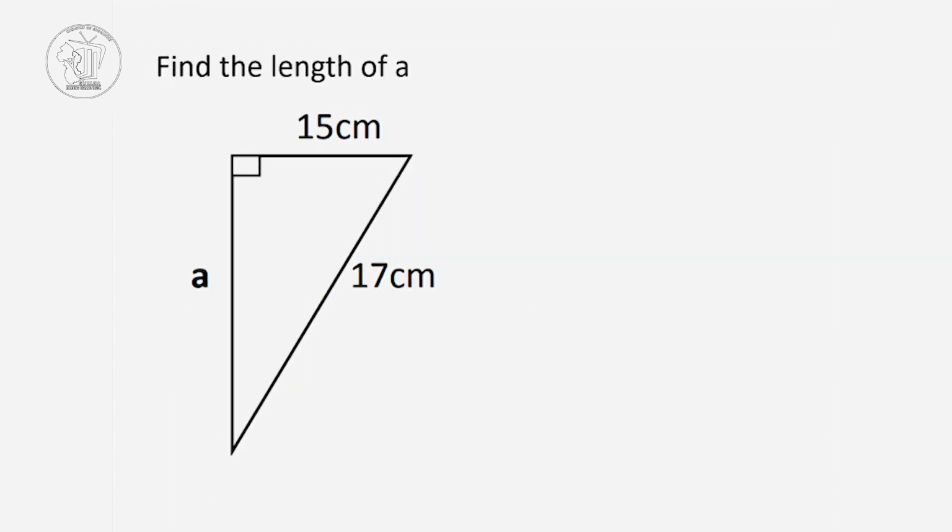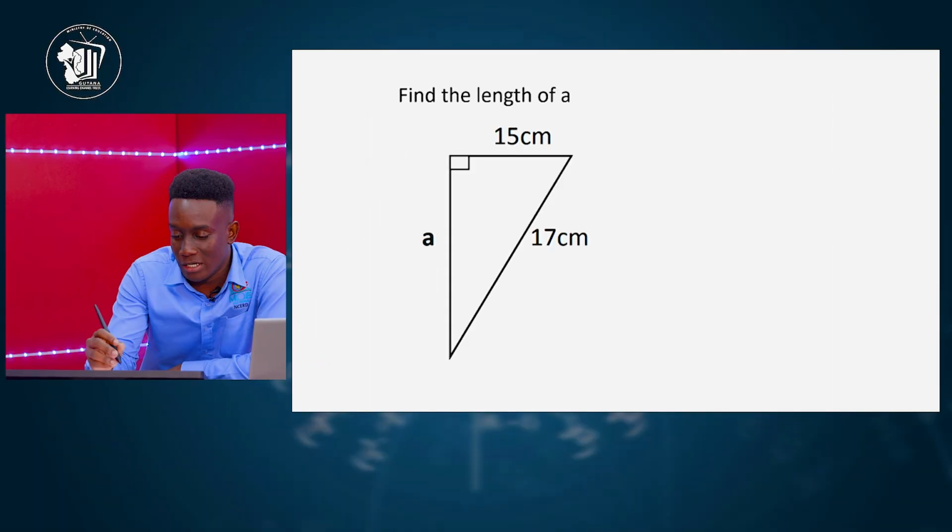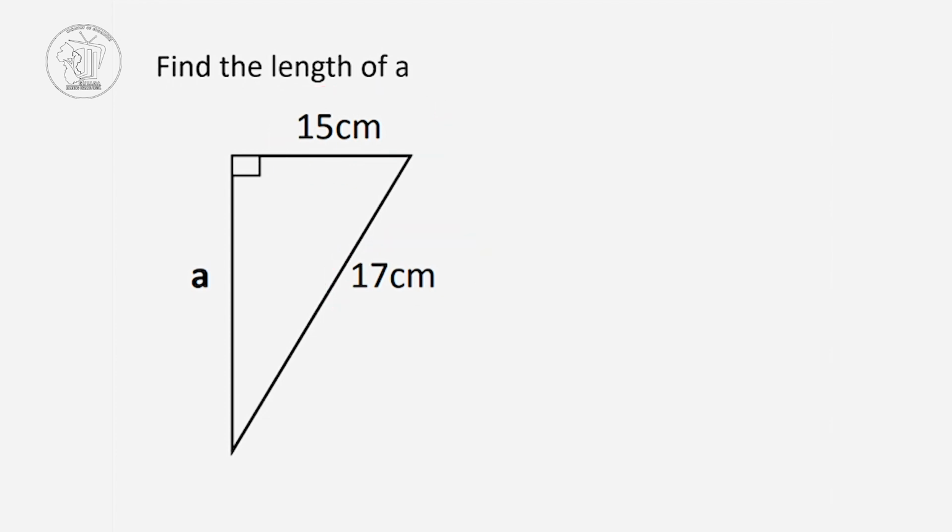This example says, find the length of A. In this example, we are given this side here and this side. The hypotenuse will always be the side opposite the right angle. So in this case, the hypotenuse, or the longest side, is 17 cm, and the other two sides will be 15 and 8. So we use the formula, the square of the longest side. Remember the longest side in this case would be 17. So it's 17 squared, because it's the square of the longest side, is equal to the sum of the squares of the two remaining sides. So this will be a squared plus 15 squared.